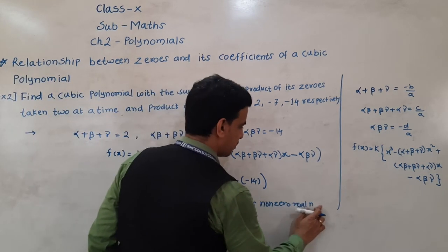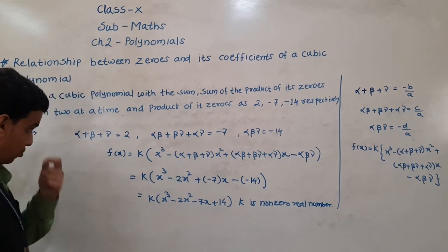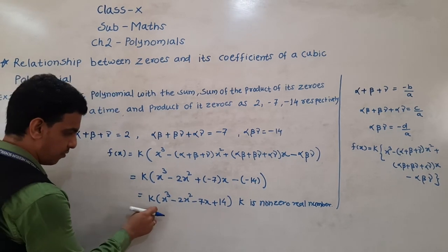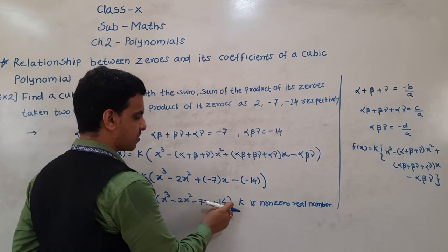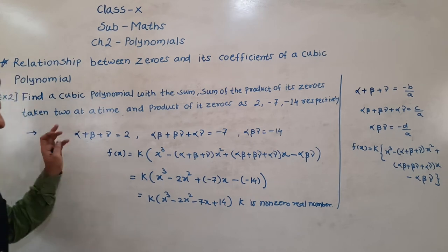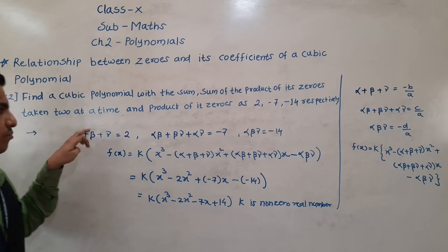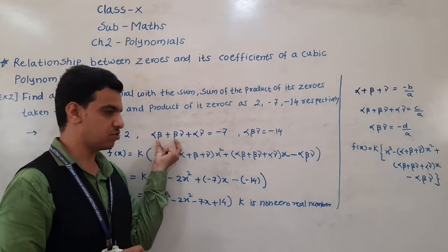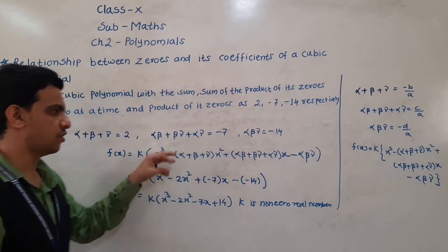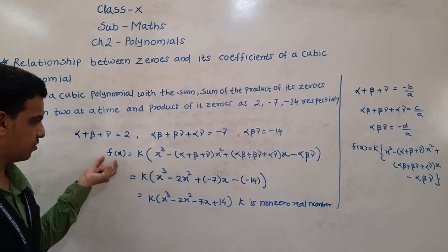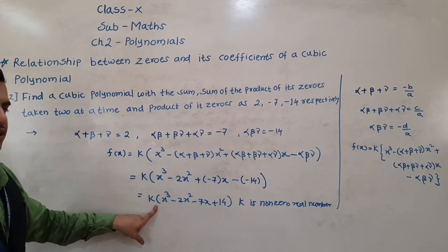Or here we can write non-zero real number. Okay, so the required cubic polynomial is k into x cube minus 2x square minus 7x plus 14. So in the exam they can ask questions the same way: the sum of the product of zeros taken 2 at a time and the product of zeros is given, and if we have to form a cubic polynomial, then we have to use this standard form. Okay, so we will get the required cubic polynomial.